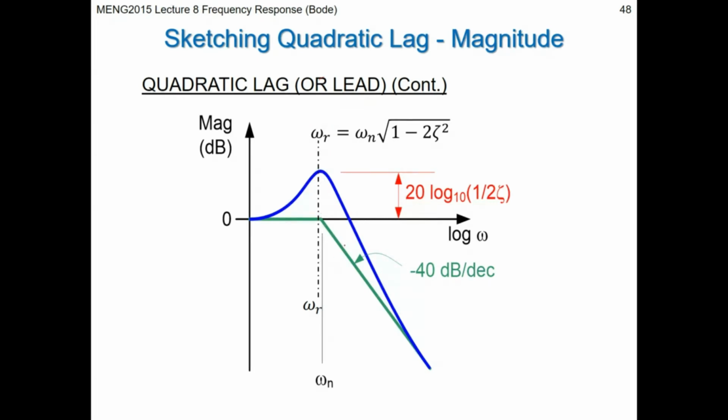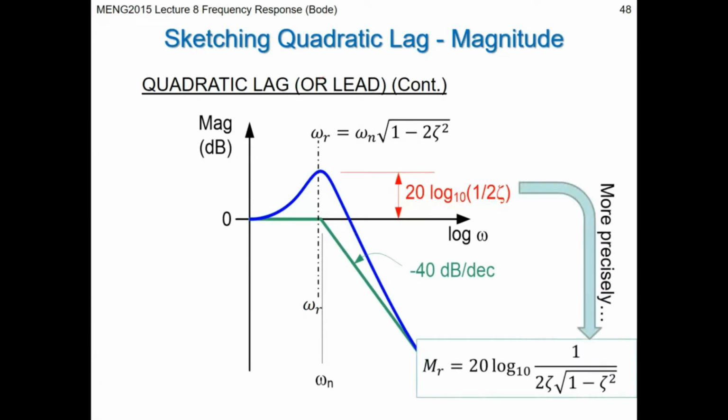Right? And then after that, you can see that the line converges to the minus 40 decibels per decade line, which is the gradient as the frequency goes up to infinity. Or if you want to be more precise, you could give a slightly more precise expression for M R, which is 20 log 10 of 1 over 2 zeta root 1 minus zeta squared. So for small values of zeta, this is going to be pretty small, and then it'll just be dominated by this term.